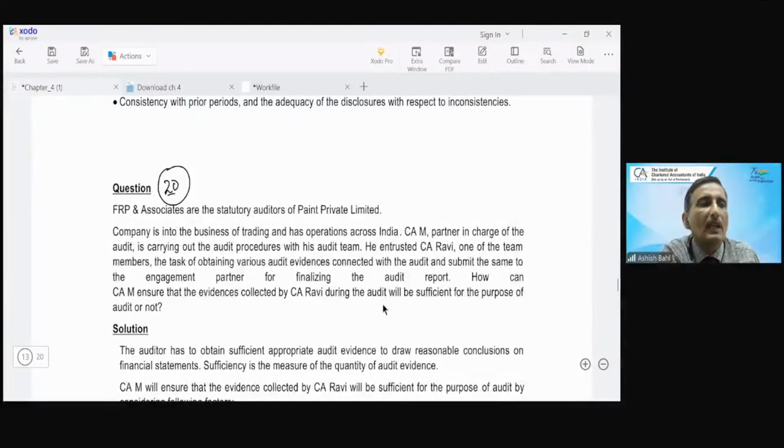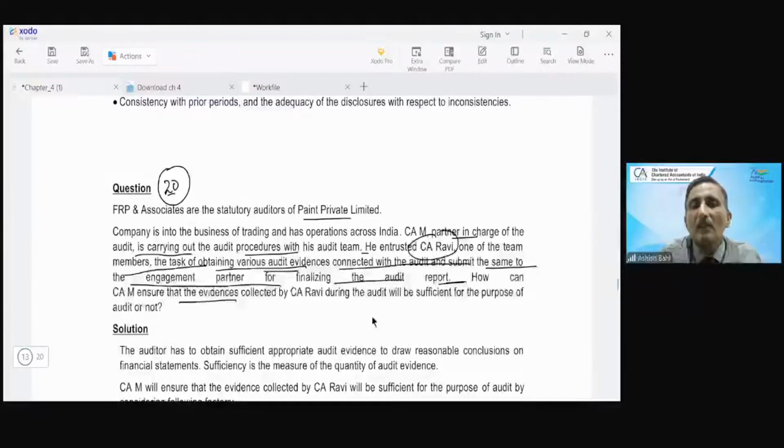See question number 20. So there is one firm of auditors. CAM, partner in charge of the audit, is carrying out audit procedures with his audit team. He entrusted CA Ravi, one of the team members, with the task of obtaining various audit evidence connected with the audit and submitting the same to the engagement partner for finalizing the audit report.